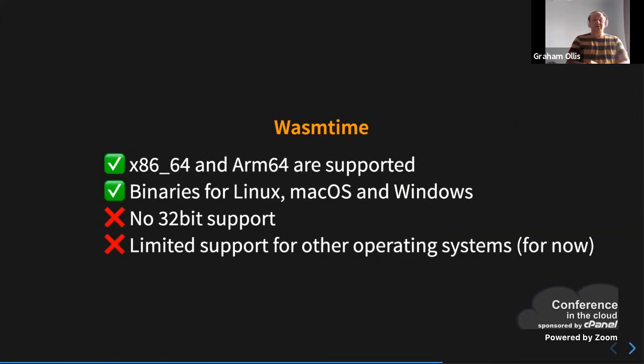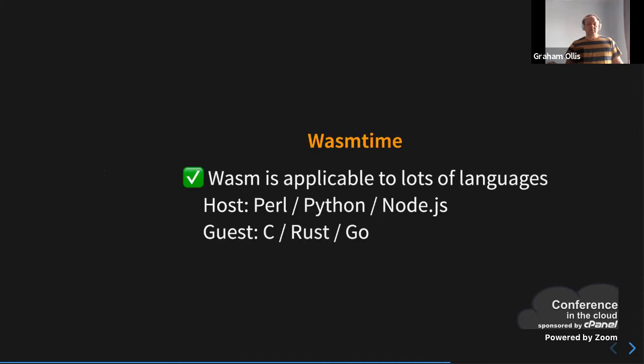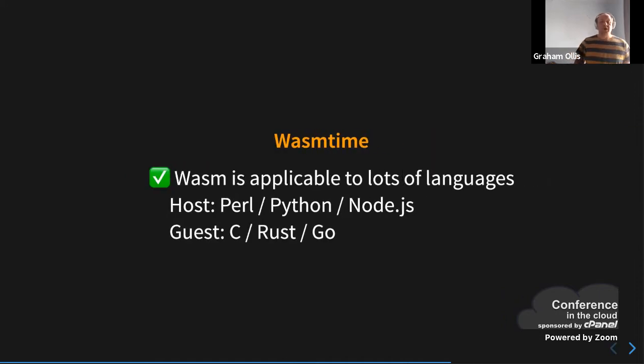For Wasmtime, the good news is that most common CPUs and platforms are supported: Intel and ARM, Linux, macOS, and Windows. Unfortunately, if you're on 32-bit, and I don't think that many people still are, or if you're on a less common operating system, you're kind of out of luck. At least for now, these platforms may be supported in the future. On the other hand, modern languages are supported quite well for both hosts and guests. Another plus is that these languages have robust, fairly mature tool chains, and there are a lot of experienced developers out there who know how to exploit them.